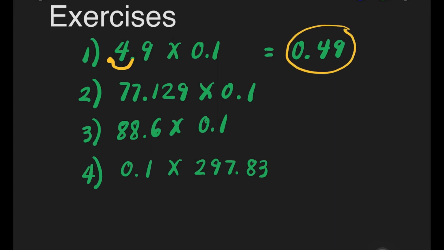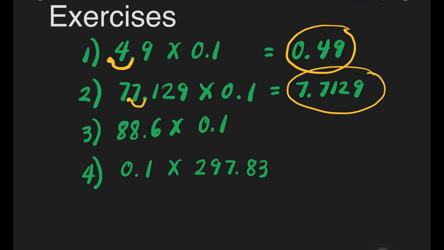Next, number two. We'll just move the decimal point to the left one place, from here going here. And then we're going to write the answer. That's 7.7129. So the answer in number two is 7 and 7,129 ten thousandths, and that's so fast.